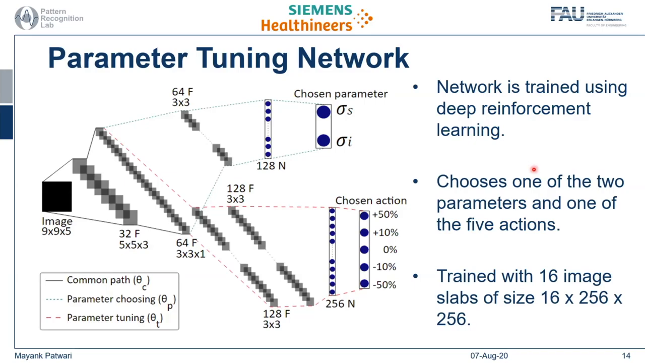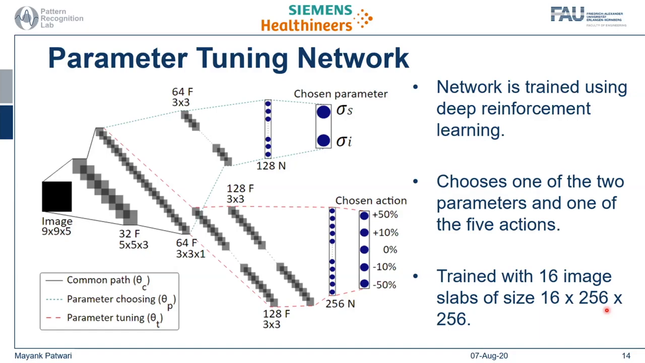Next, our parameter tuning network. Now, this is the more interesting one. This is a network we train using reinforcement learning methods. This network has to choose one of the two parameters, sigma S or sigma I, and then it chooses which of the possible actions to take, whether we should reduce or increase the parameter, and by how much. For this reinforcement learning training, we make it iterate hundreds of thousands of times. So the amount of training data is just 16 image slabs of 16 by 256 by 256.